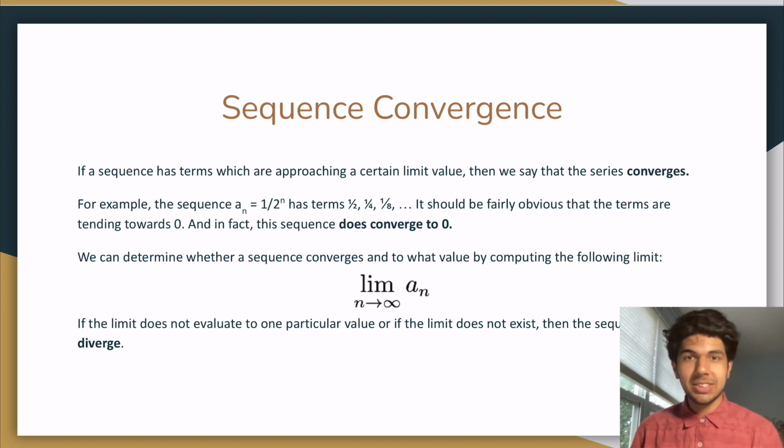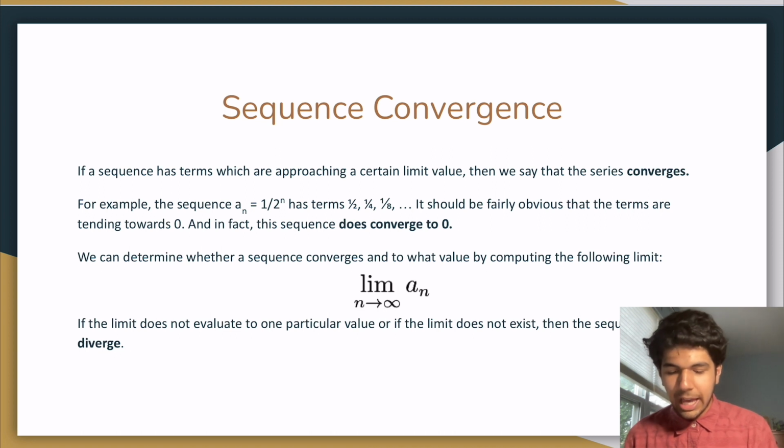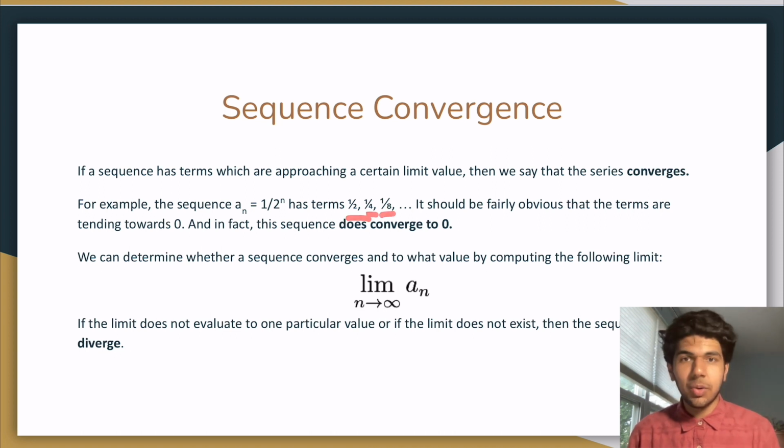So, for example, we saw the sequence 1 over 2 to the n, and we said that its terms are 1/2, a fourth, an eighth, and so on. And you can tell that these terms are getting smaller and smaller. 1/4 is smaller than a half, but 1/8 is smaller than a fourth. 1/16 is smaller than an eighth, and so on and so forth. But we never get to a negative number. So we should be thinking that this sequence will eventually reach something really, really close to 0. And indeed, the sequence does converge to 0.